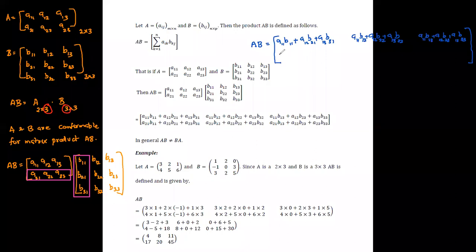Then you will get the value here as A21 with B11, A22 with B21, A23 with B31.